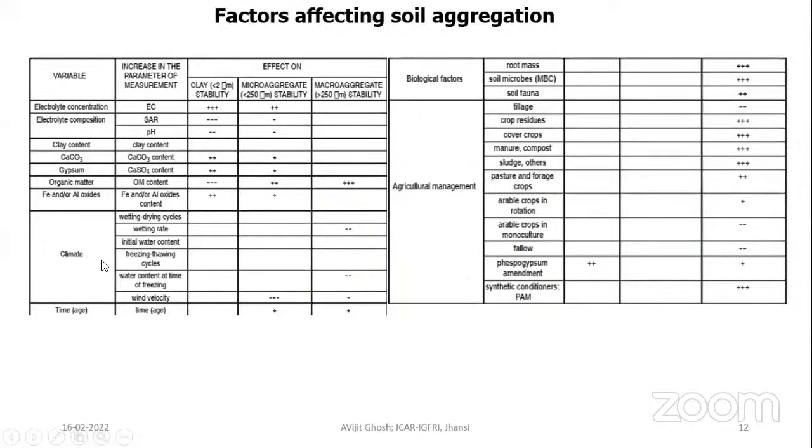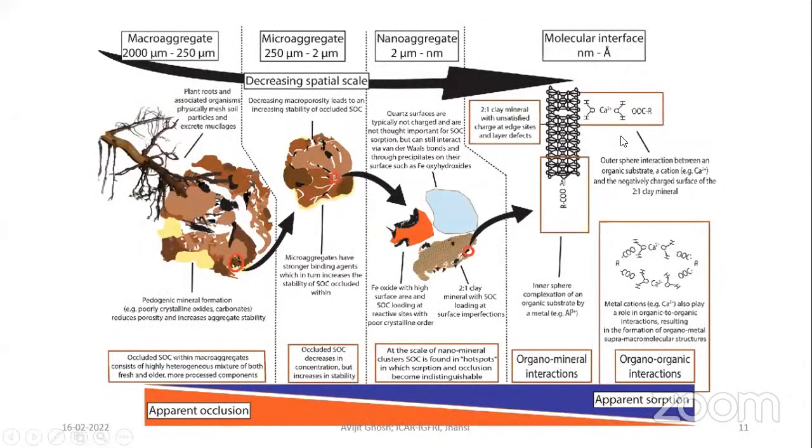Now, factors affecting soil aggregation. So what are the factors that will affect soil aggregation? First is electrolyte concentration, that is electrical conductivity of a soil. Higher the concentration of iron, aluminum and calcium, higher will be the EC in soil. So it will increase the stability of clay particles, because a higher amount of cation will ensure higher stability of soil clay particles.